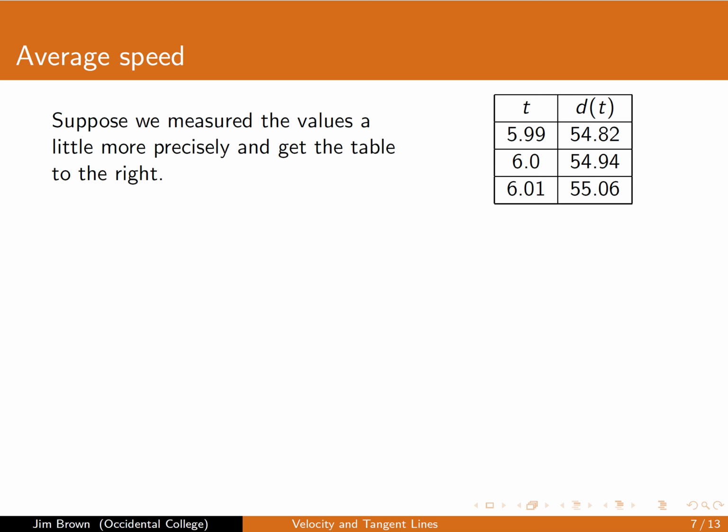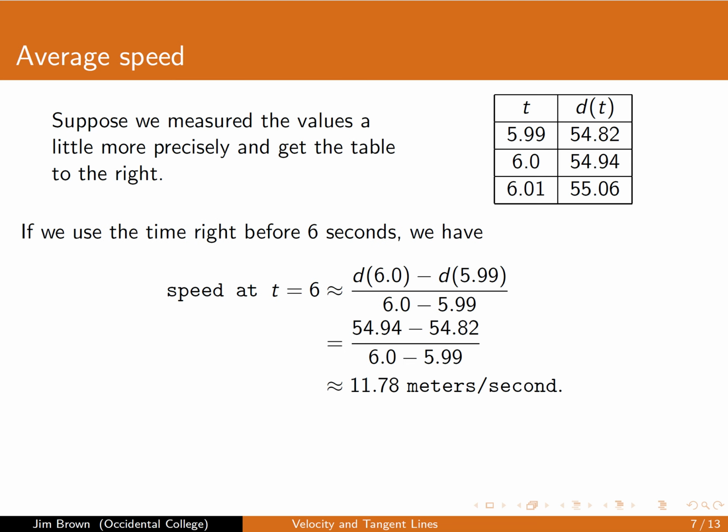So we would measure a little more precisely and maybe look at 1/100th of a second before 6 seconds and 1/100th of a second after 6 seconds. If we do this, we get the values 54.82, 54.94 again, same thing as before, and then 55.06 at 6.01 seconds. Now we do the same procedure and look at the average speed over those times to estimate our actual speed.